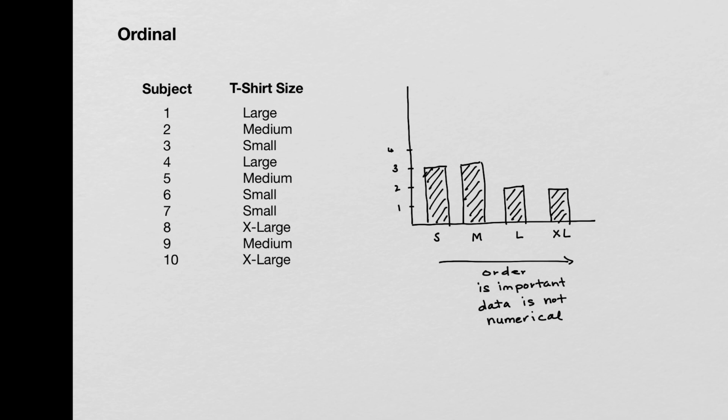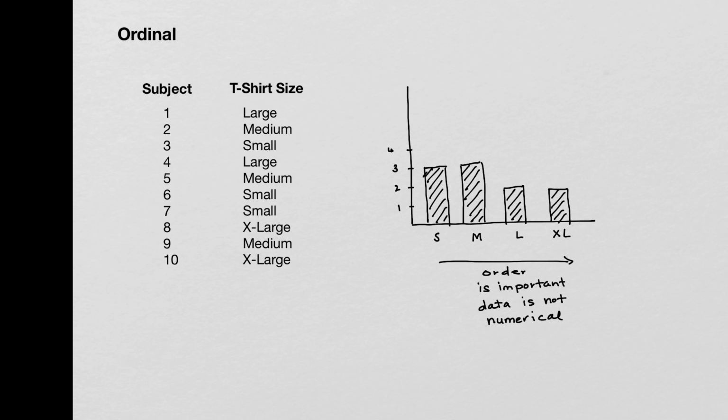I wouldn't put large first and then medium and then extra large and then small. That wouldn't make any sense. There is an order to these values, but they are not numerical values. And be careful, sometimes you'll see in your data, they will assign numerical values just to show the order when that's not necessarily indicating that the difference between two values is meaningful.